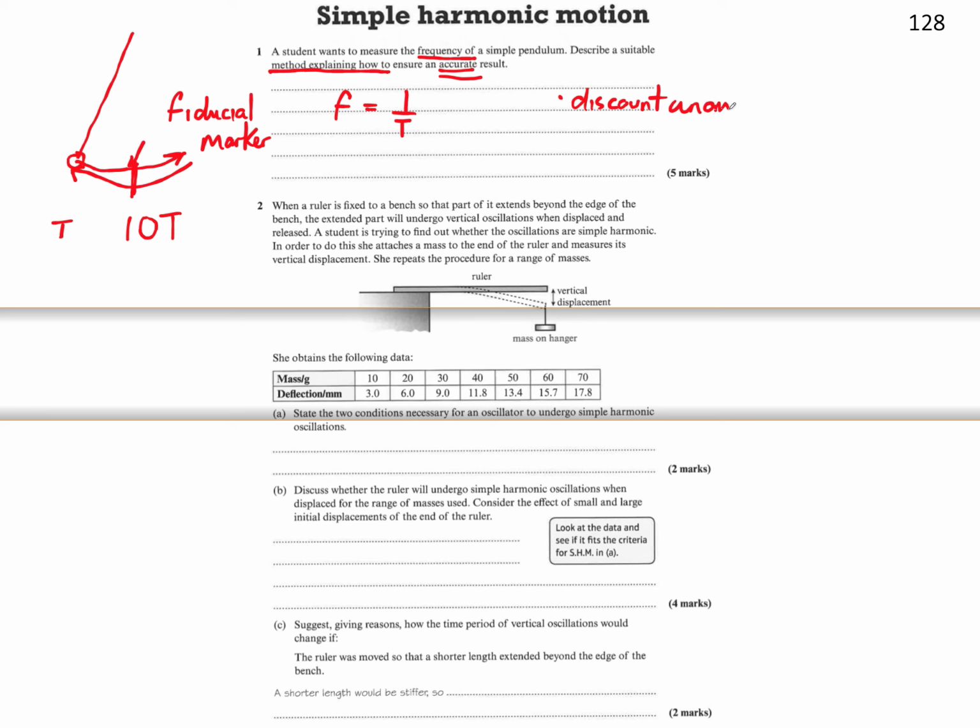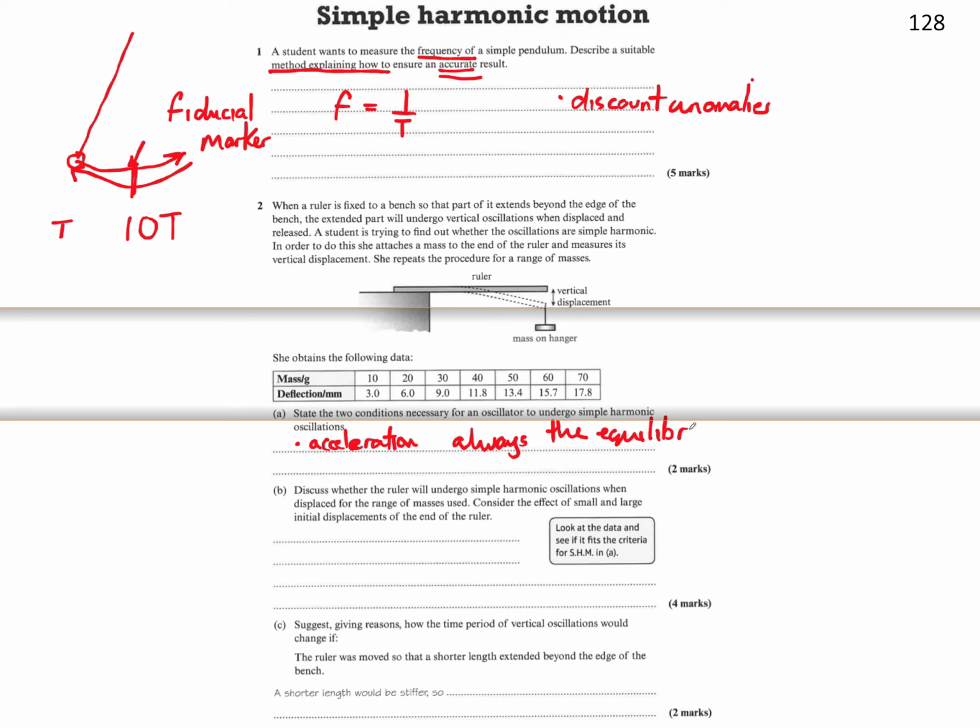Right, a ruler is fixed to a bench so that part of it extends beyond the edge of the bench. This extended part will undergo vertical oscillations when displaced and released. A student is trying to find out whether the oscillations are simple harmonic. Well, the conditions for simple harmonic motion are basically that there is an acceleration, and the acceleration is always towards the equilibrium point.